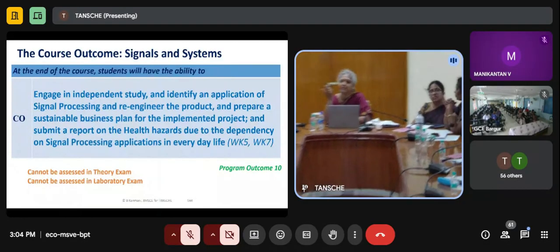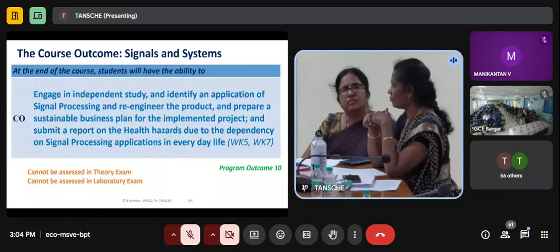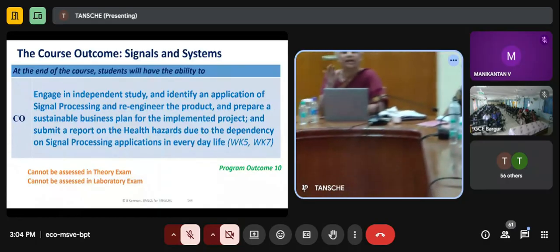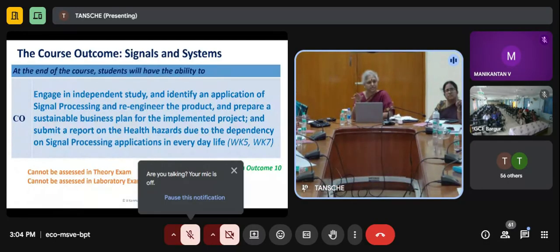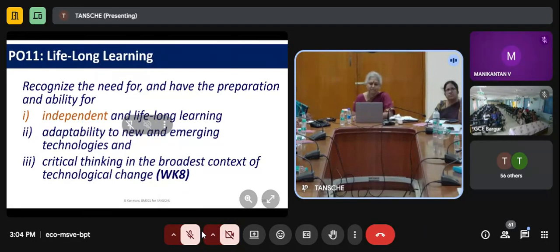Yes. We have so many hazards because of our course. So we have to introduce our students to the benefits as well as the harmful effects because of signal processing. So much of harm also we are creating. We are using technology, we are benefiting, but let us be aware and let the students be clear on it. The next one, lifelong learning.